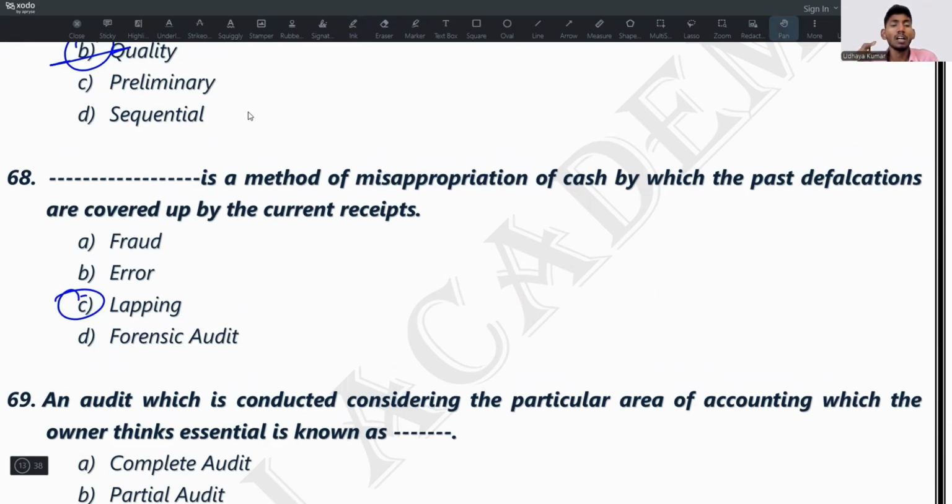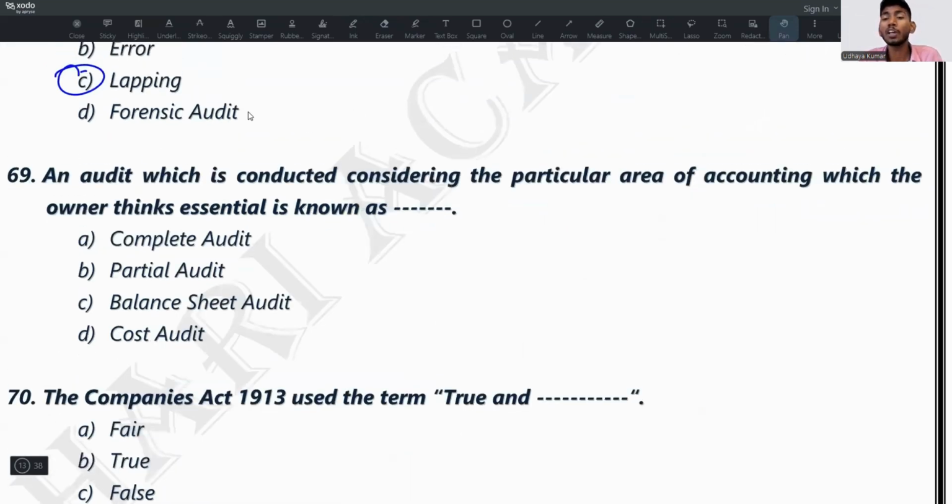Okay, so lapping is a fraudulent accounting technique that occurs when an employee alters the financial records to hide cash stolen from the company. So lapping is a type of fraud. It is a method of misappropriation of cash by which past defalcations are covered up by current receipts.